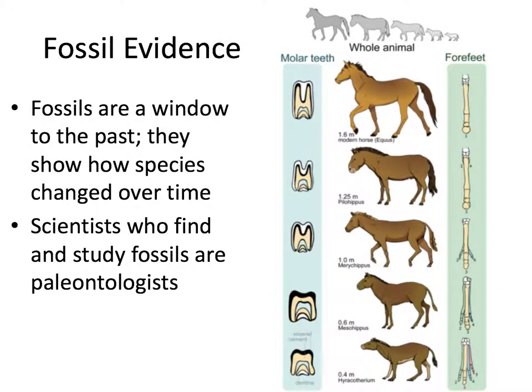The first piece is fossil evidence. Fossils are like a window to the past. If you look at older fossils and newer fossils, you can see how a species has changed over time. The scientists who study fossils are called paleontologists.